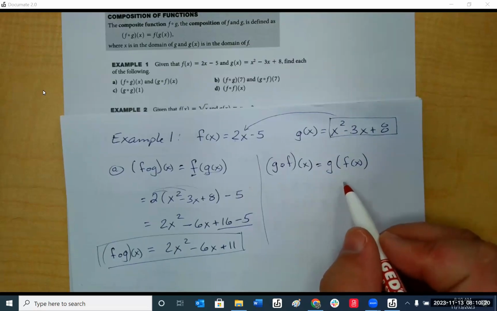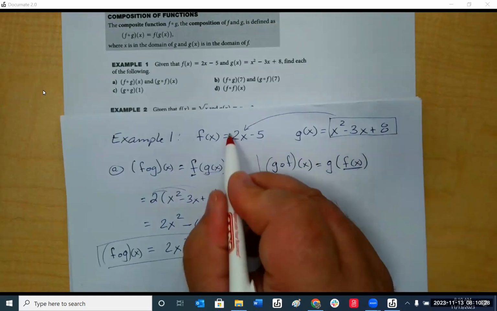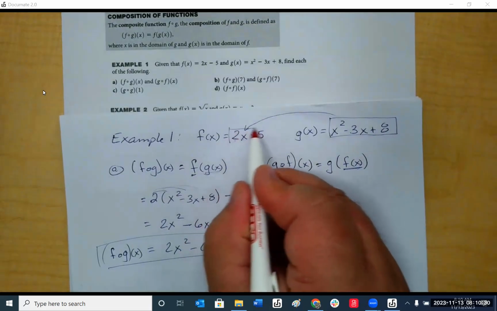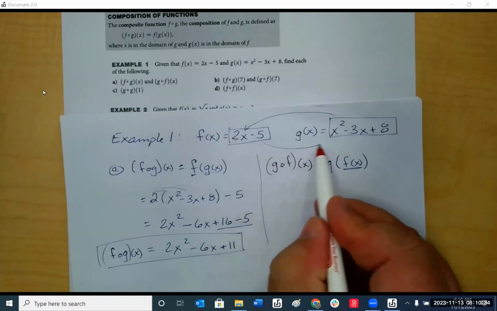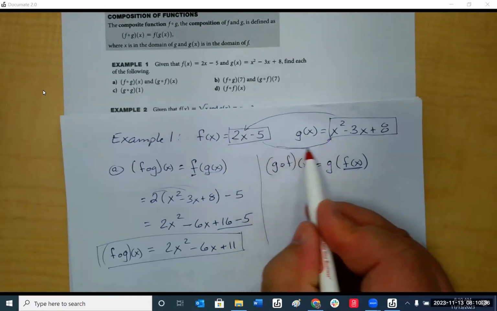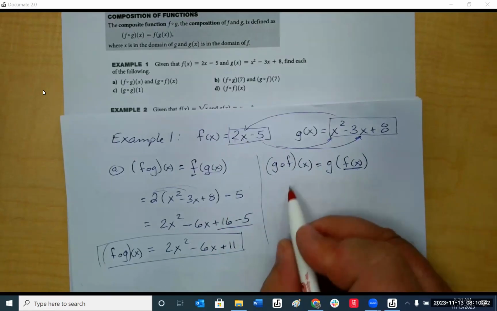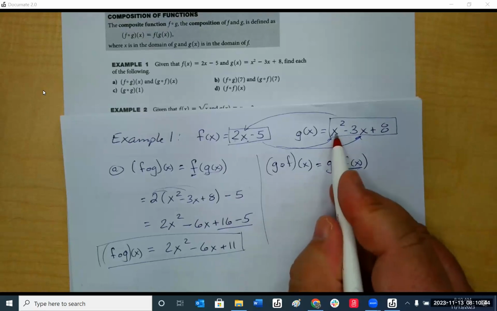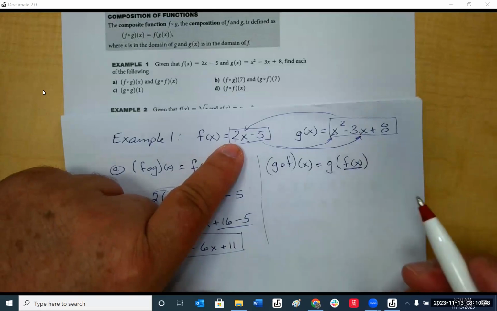And the second one, since the f of x is inside the parentheses, that means I take this equation and inside the g, anywhere I see an x, I put that equation, 2x minus 5. Because this is my g of x. Anywhere I see an x, I put the f of x.